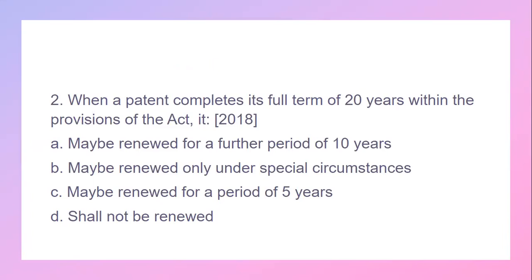When a patent completes its full term of 20 years within the provision of the Act, then what happens to it? D. You cannot renew after the term has expired.